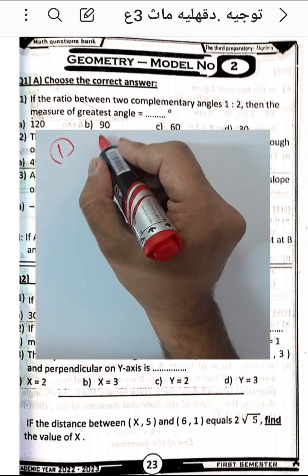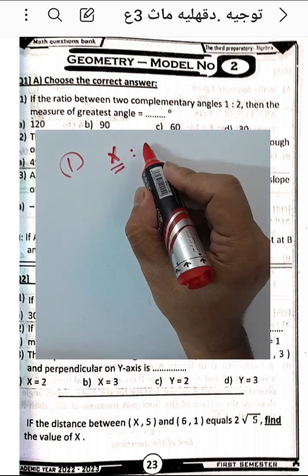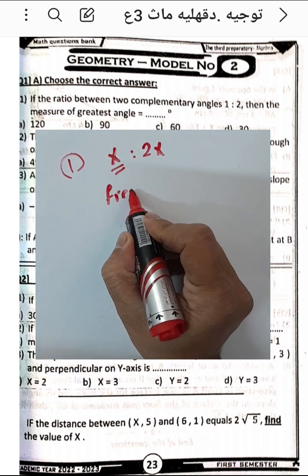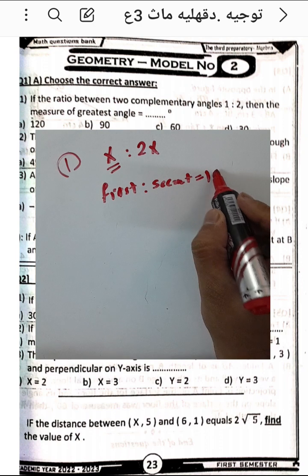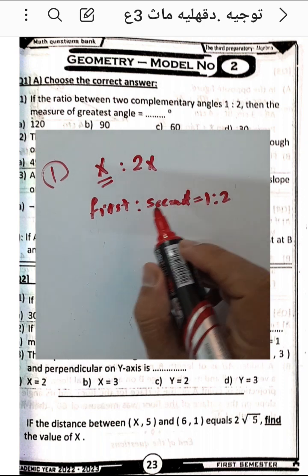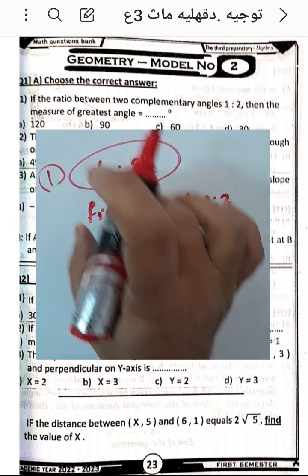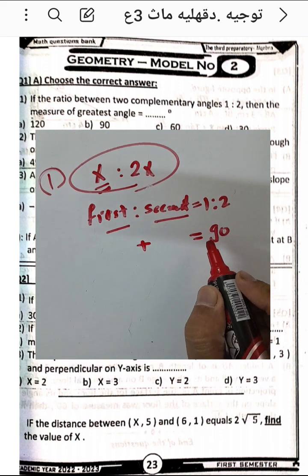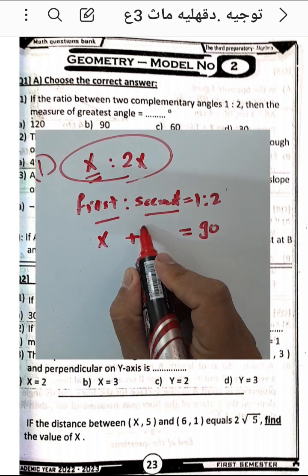Then x represents the first angle, and the second angle will be 2x, because the ratio between the first and second is 1 to 2, okay? We put x for the first angle and 2x for the second angle. The sum of them will be 90 degrees, because he tells us in the example they are complementary angles. Then the sum of x and 2x will be 90.